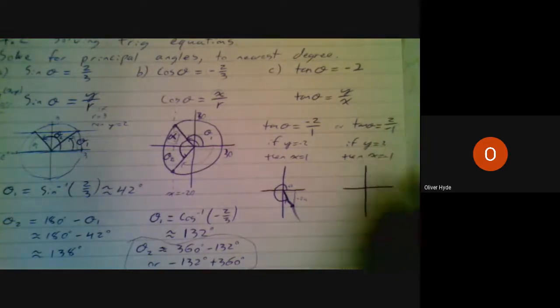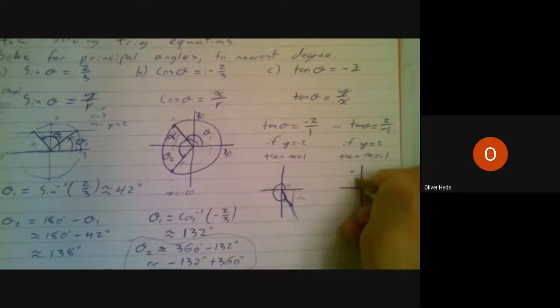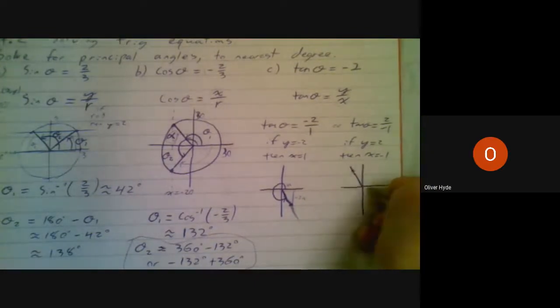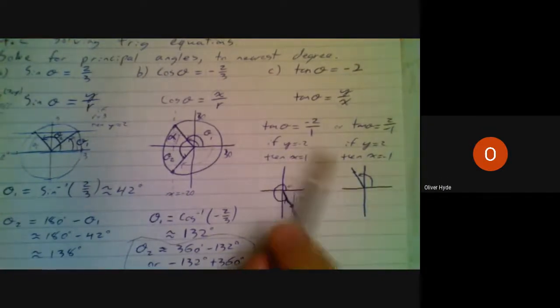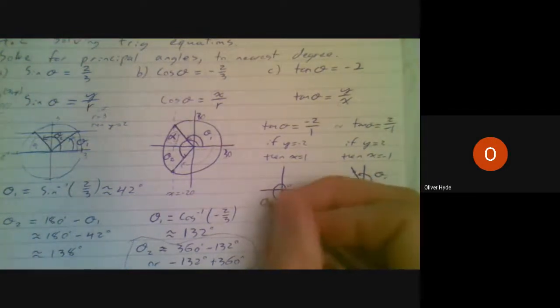The other possible position is if I go left 1 up 2. And I have discovered, not memorized, but discovered that tangent ratios are going to be negative in the second quadrant and in the fourth quadrant. I'm going to call this theta 1 because it happens before theta 2.